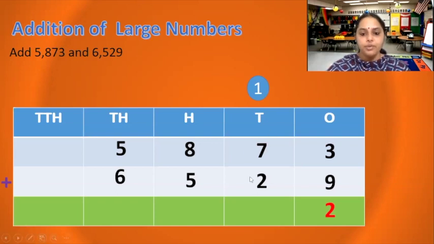Now we are going to add the tens place. When we add the tens place, we will be adding this number also. So 7 plus 2 is 9, and 9 plus 1 is 10.